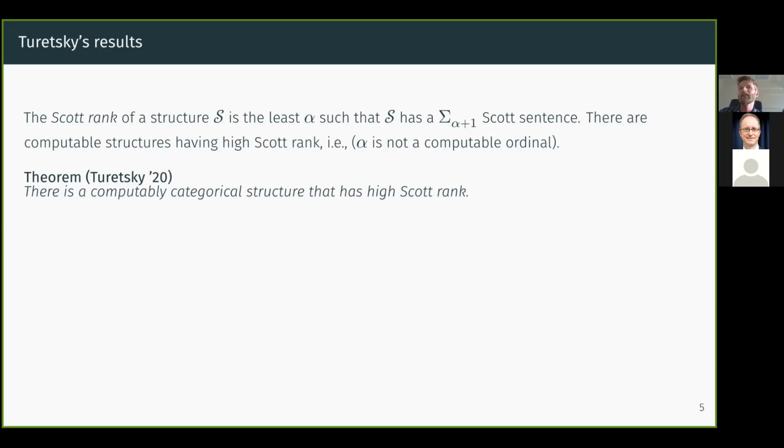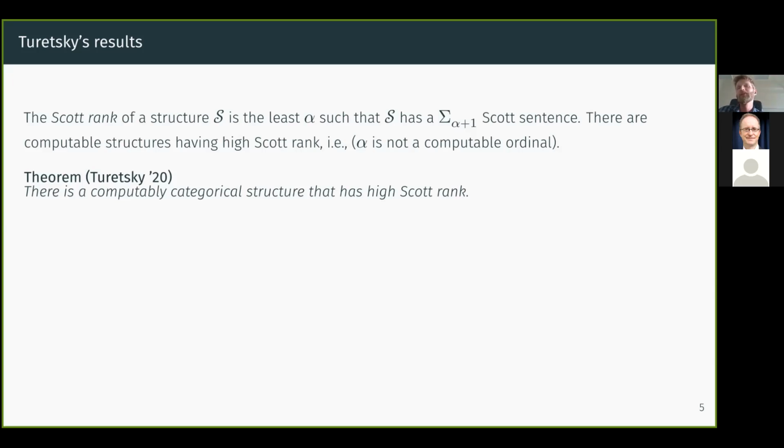The Scott rank of a structure S is the least α such that S has a Σ_{α+1} Scott sentence. Probably you know Scott's theorem, which says that every countable structure has a so-called Scott sentence in the infinitary logic L_{ω1ω} that classifies the structure up to isomorphism. The models of this sentence are exactly the isomorphic structures. If you have a computable structure, then you can show that this α cannot be too high up. It's always less than or equal to ω1^CK + 1. But there are computable structures where this α is actually ω1^CK.